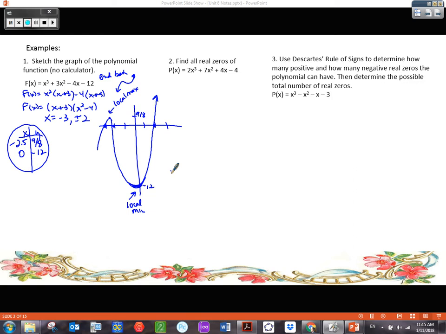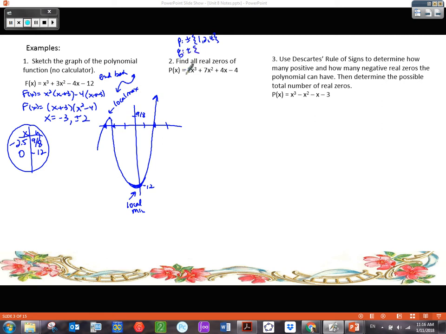Okay? Now the next problem asks us to find all real zeros. So we look at that and we think, could we factor by grouping? No, that's not going to work. Okay, we get to do P over Q. Yay, rational root theorem. So P are all of the factors of the constant. So we need to think about all the numbers that multiply to get 4. Let's see, 1 times 4 and 2 times 2. So 1, 2, and 4 are all the factors of P.